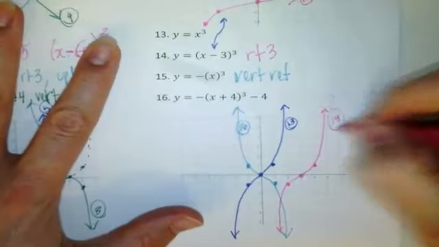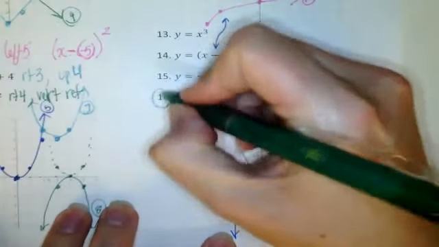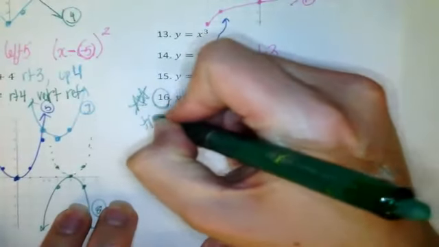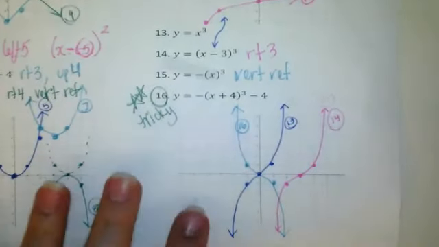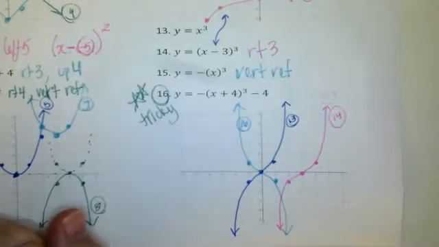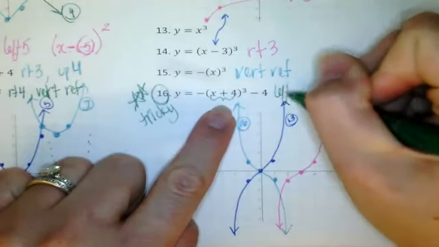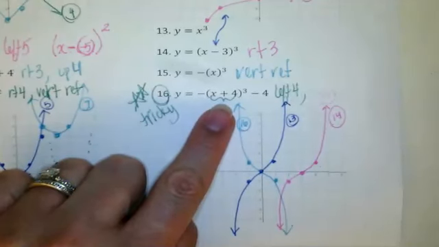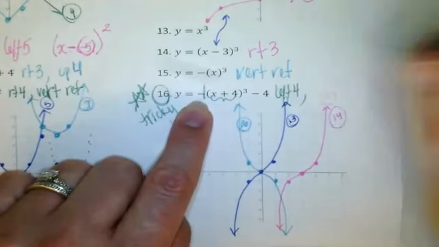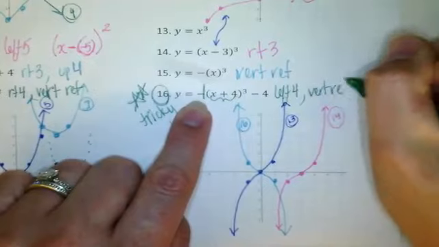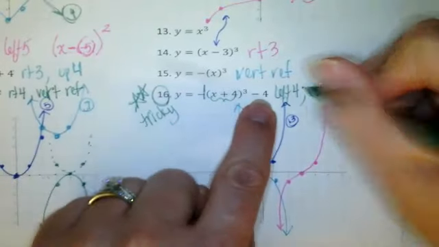All right, and then the very last one. How many transformations on number 16? Again, this is very tricky because there are 3 transformations. We want to make sure that we do them in the proper order. What do we do first? Yeah, the x plus 4 shifts it how? Left 4 units. Very good. And then what do we do? Now the vertical reflection. We have to multiply first. So we're going to do the vertical reflection. And then what's last? And then our down 4.